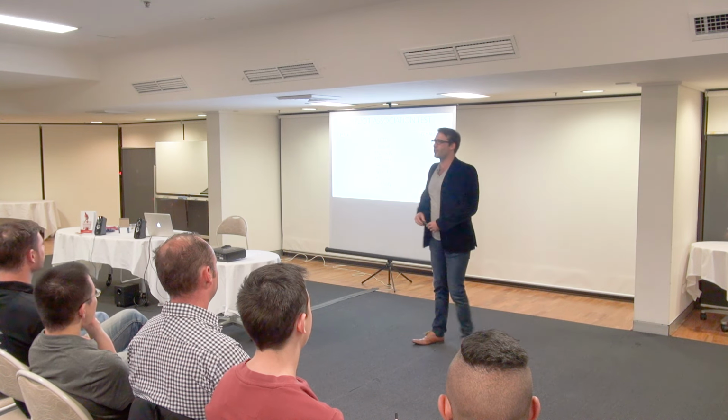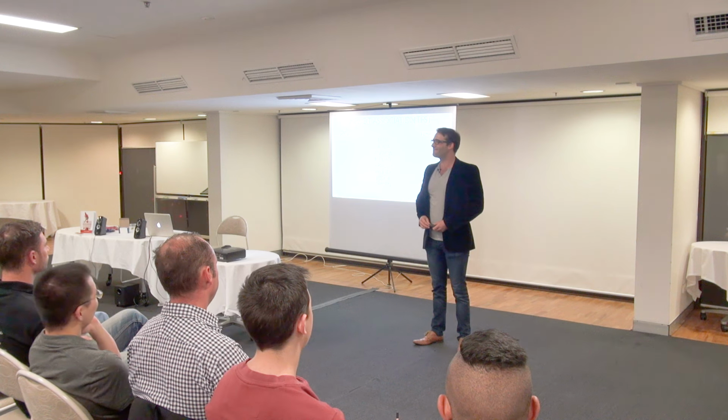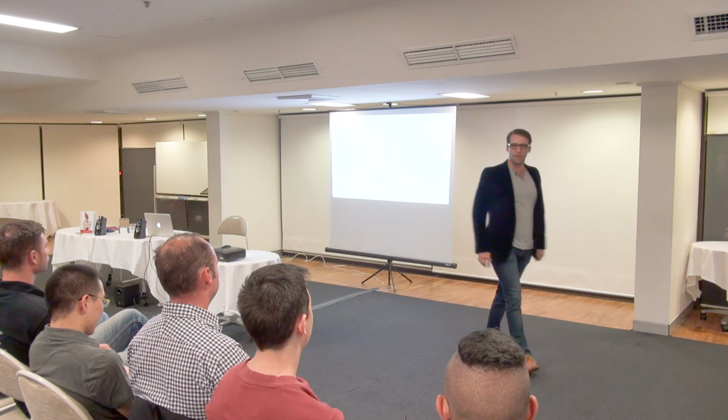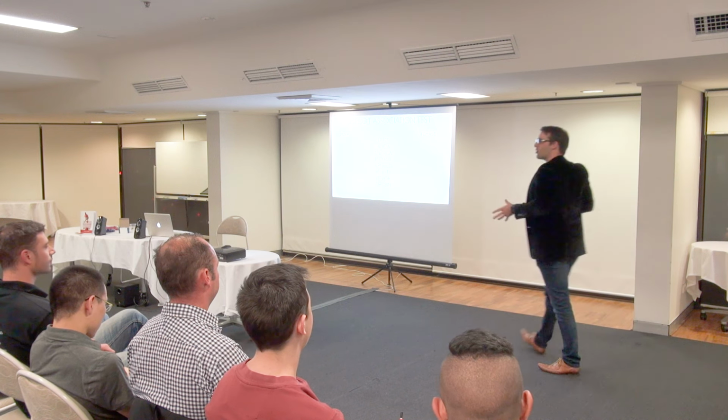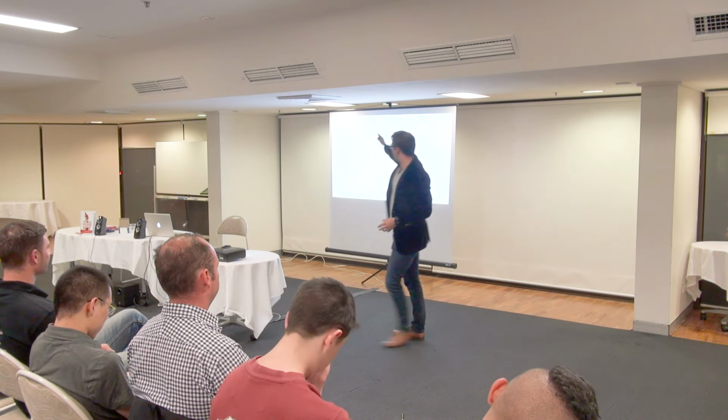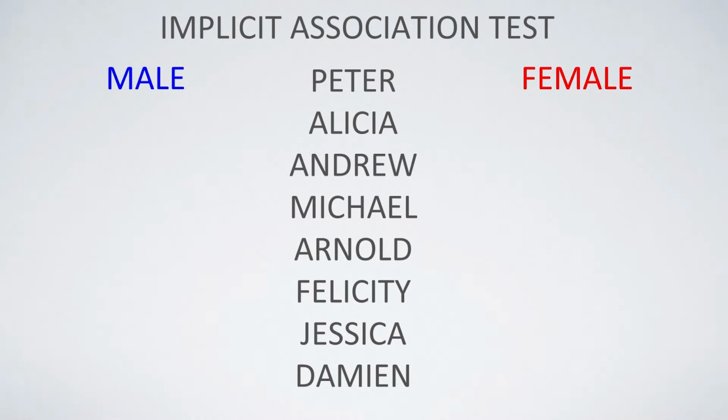Who's heard of an implicit association test? If you've studied psychology, you would have. If you're a complete nerd like me, you would have. Otherwise, you wouldn't have. Now, an implicit association test works like this. You have on the left a category, and on the right a category. And down the middle, you've got a bunch of words or images.